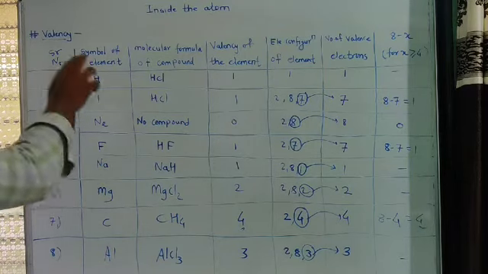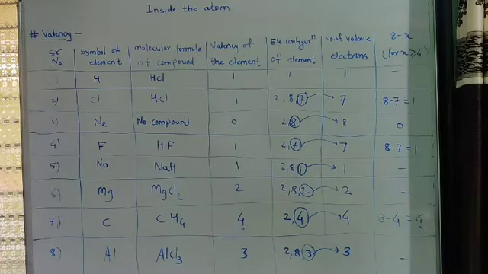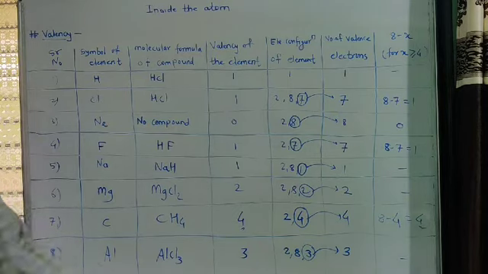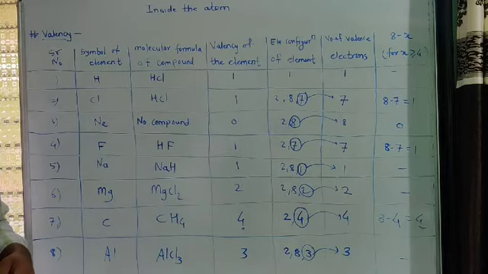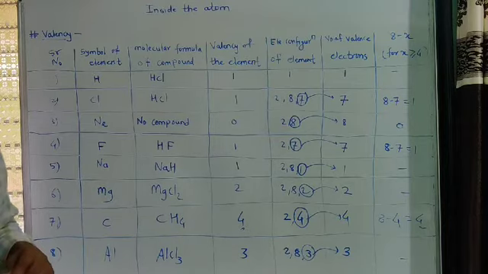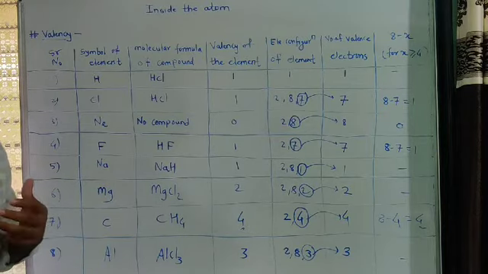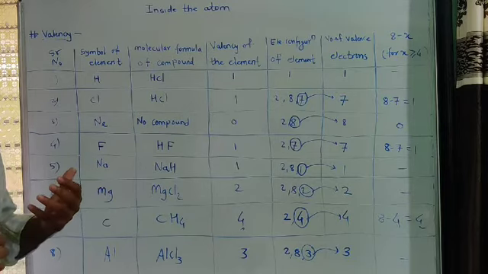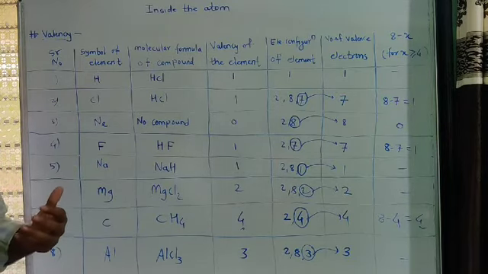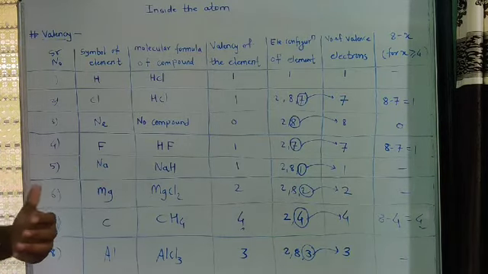Valency is a term that defines how many chemical bonds an element can form. How, we will see later. But the meaning of valency is how many bonds any element can form. There are two rules to find out the valency of any element.